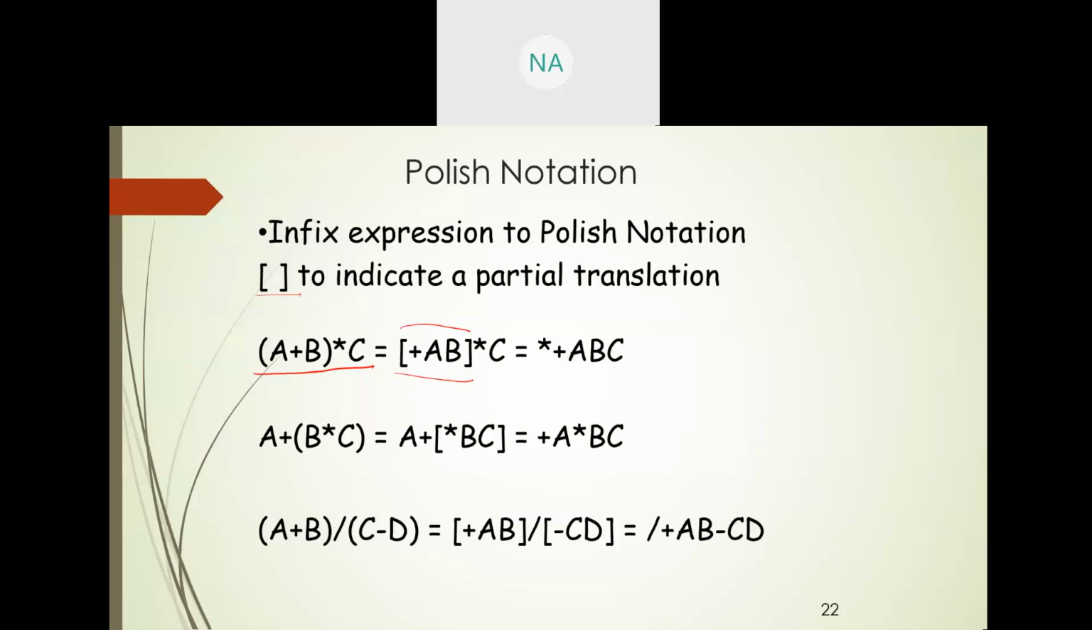So this multiplication sign has two operands. The first operand is this, which is written within the big bracket, and the second operand is this c.